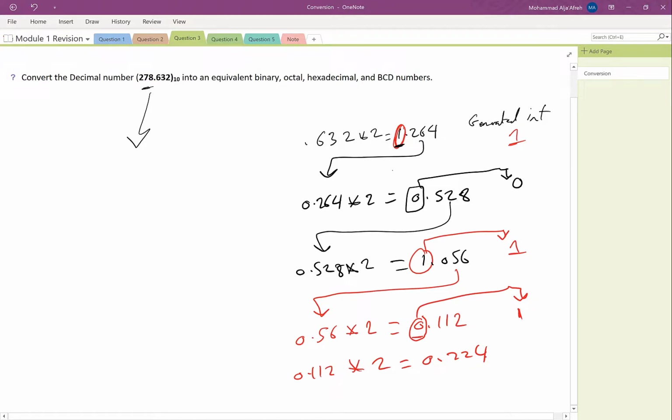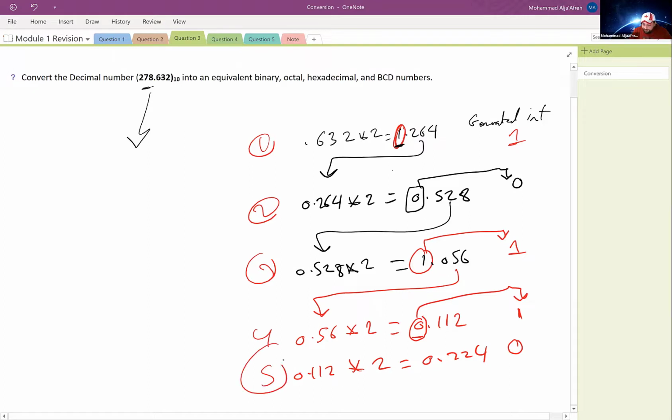So, the video just stopped. Now the question is, should I continue? Yeah, I'm wasting my time. So what I have to do is agree on an accuracy. If I told you to perform the conversion for the fractional part using 5 steps, so this is 1, 2, 3, 4, and 5, you should stop here.